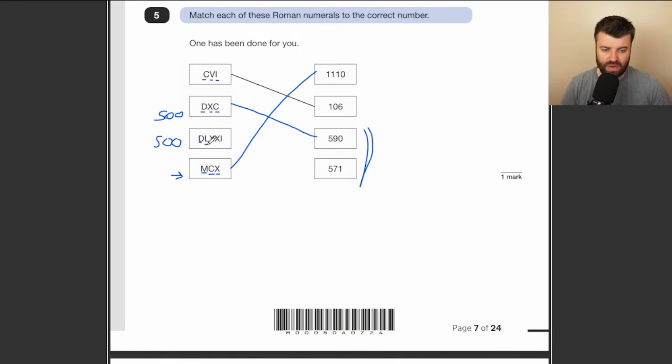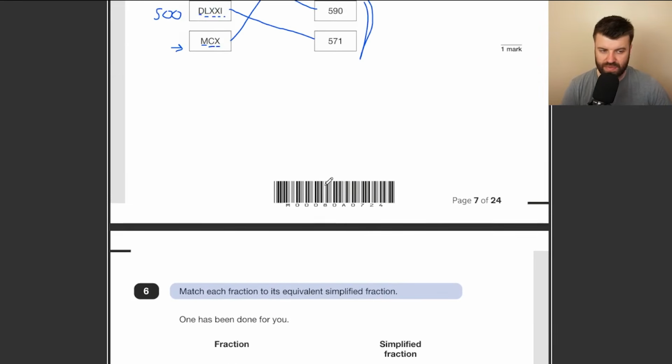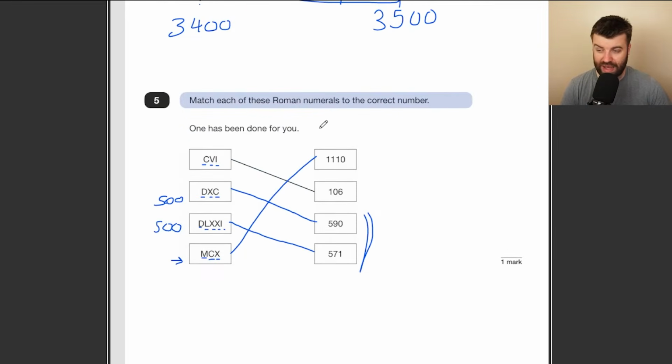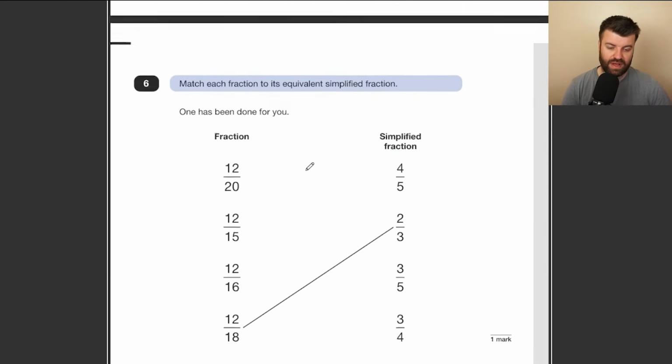And even if you didn't know what L meant, or X meant, or I, even if you didn't know, well, guess what? You've only got one left. L means 50, by the way. XX is 20. I is 1. 50, 21. That's 71. And you've got a mark. Or is it 2 marks? No, just 1 mark. Wow, 1 mark. You need to get all of them right for a mark.